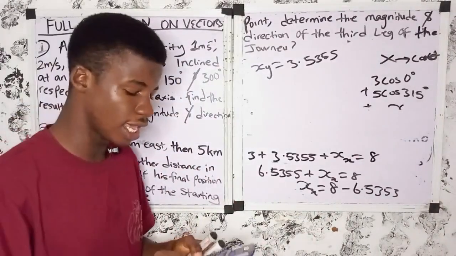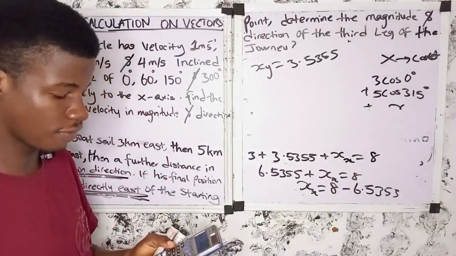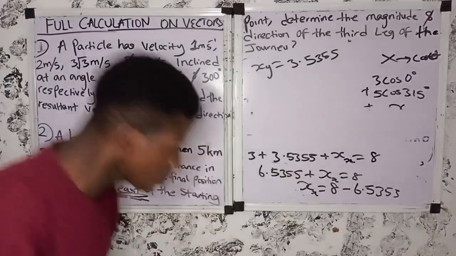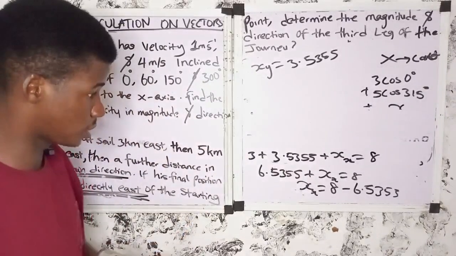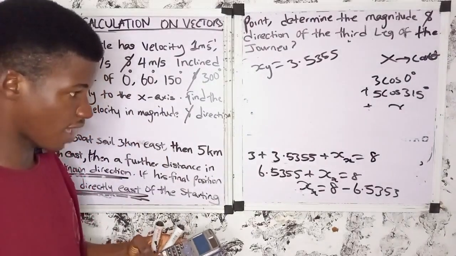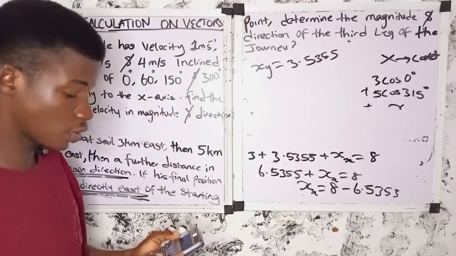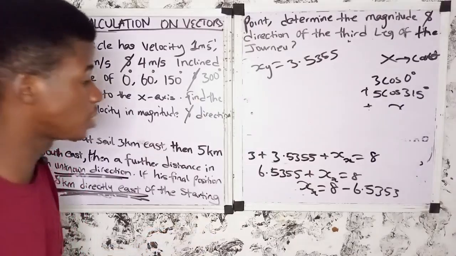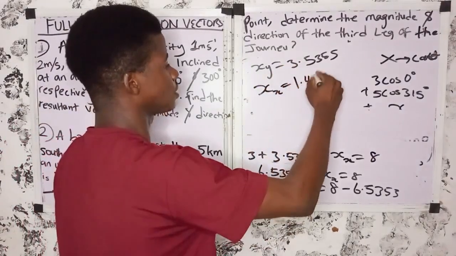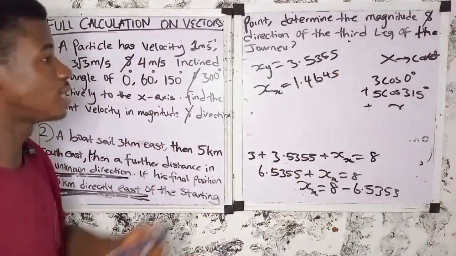Let's subtract it. 8 minus 6.5355. Let me do it again. 8 minus 6.5355. If you do everything, it gives us 1.4645. Okay, so our xs is equal to what? 1.4645. Okay, so that is just it.